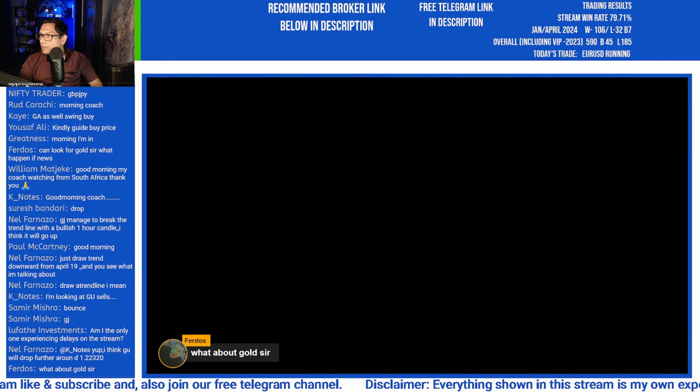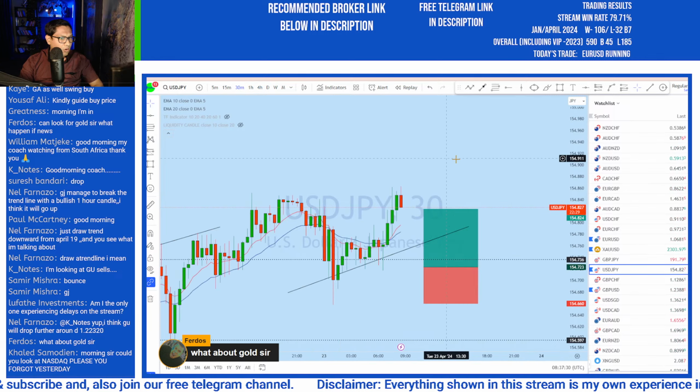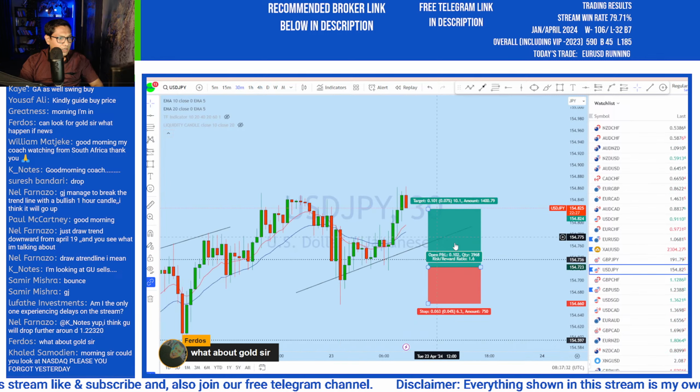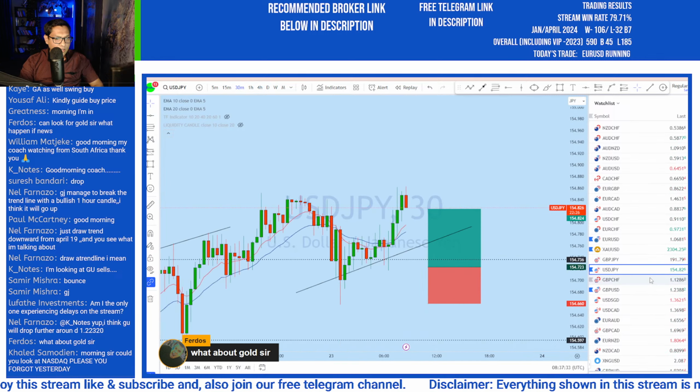Okay, GJ managed to bounce off that level, and UJ is also trying to bounce off this level. There is a 4-hour candle close coming. I would like to keep an eye on all of them. So we see dollar yen is coming for a pullback. Gold started to drop again, and if you look at the 1 hour chart.